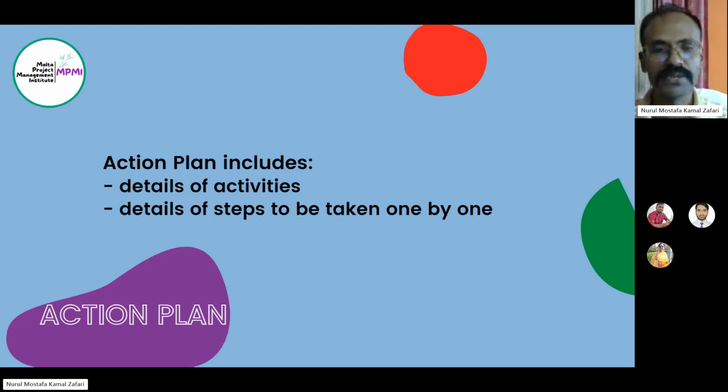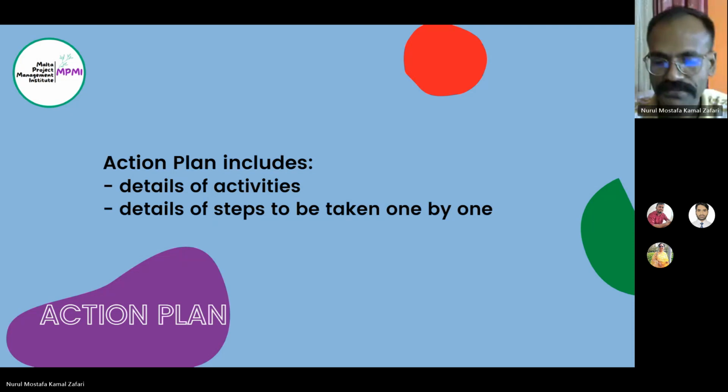So this is the action plan. So the donor will understand that you know the activity, and also you have an action plan to succeed, to make the activity happen.